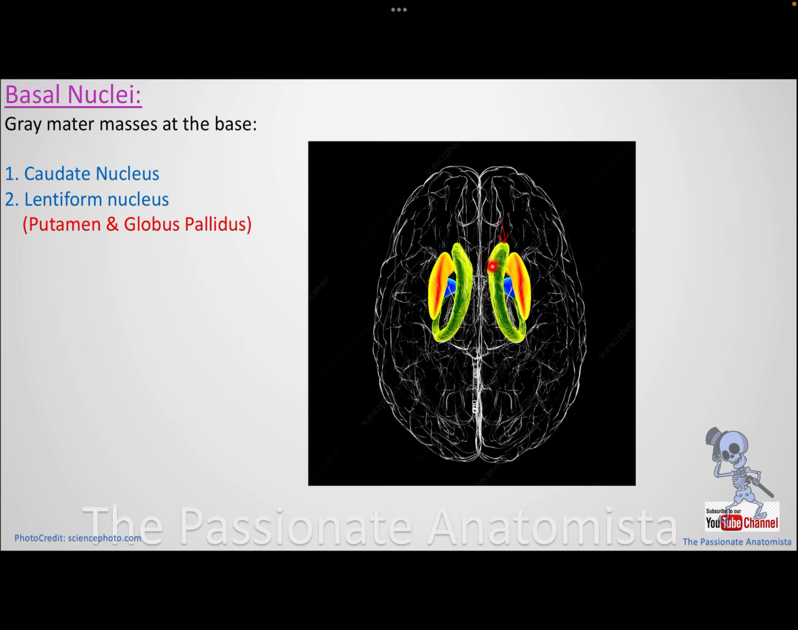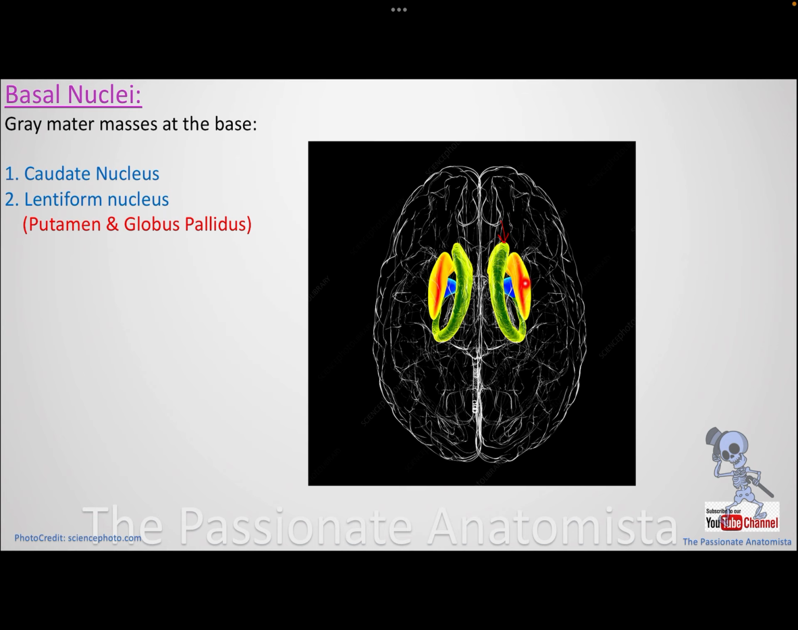cortico-spinal, frontopontine, corticopontine, all the tracts coming from the cortex are descending and separating them into medial group and lateral group. The medial group is going to be the caudate and the thalamus, and the lateral group is the lentiform nucleus. And the lentiform nucleus is formed by two nuclei, the putamen and globus pallidus. Why do we divide them? Because every one of them will have different function.